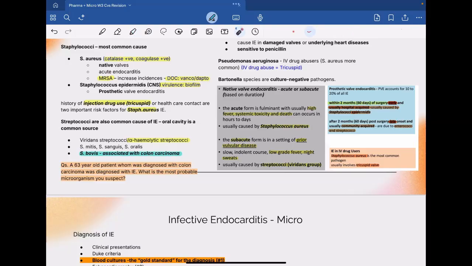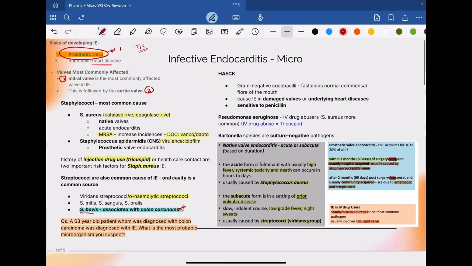Let's say you're a doctor, and a 63-year-old patient who was diagnosed with colon carcinoma comes in and is diagnosed with infective endocarditis. What is the most probable microorganism you would suspect? S. bovis. This is very important.